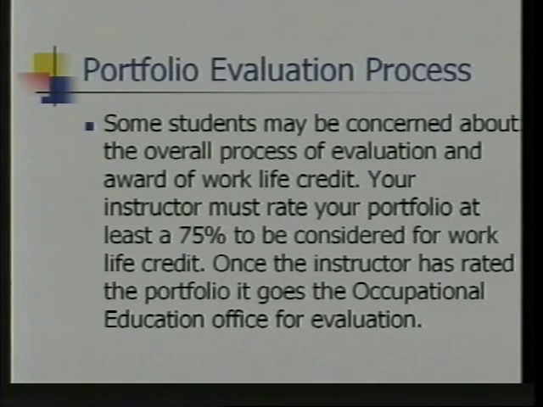Now, some students are concerned about the overall process of evaluation. How do you know that when I turn that portfolio in, the portfolio is going to be okay? You've got to have a 75 on your portfolio from your instructor for it to be rated for work-life credit, a 75. That means you've been in compliance with all the requirements that the instructor has told you to do. And that's the score that you must have to have it turned in to the Occupational Education Office to apply for credit. Now, that doesn't mean you're going to get work-life credit. That means it's being turned in for evaluation.